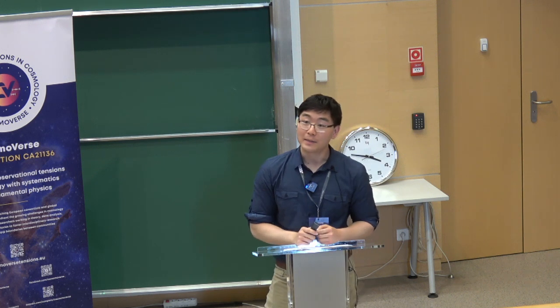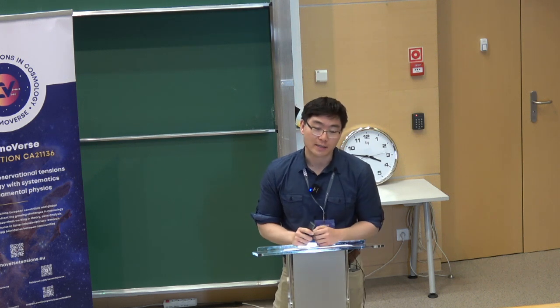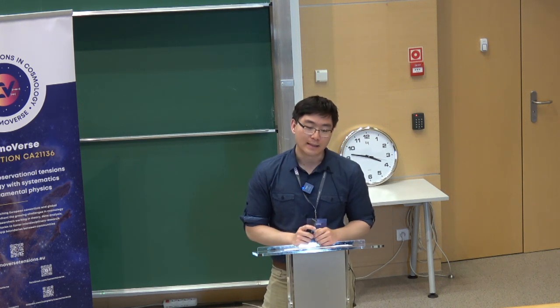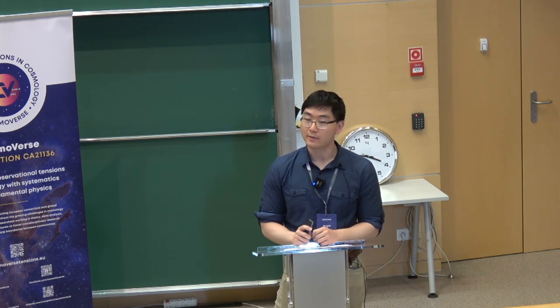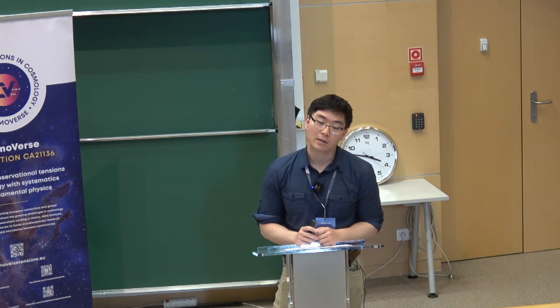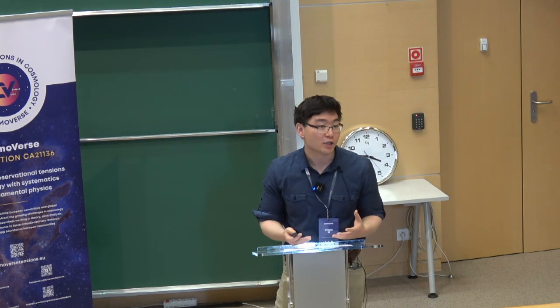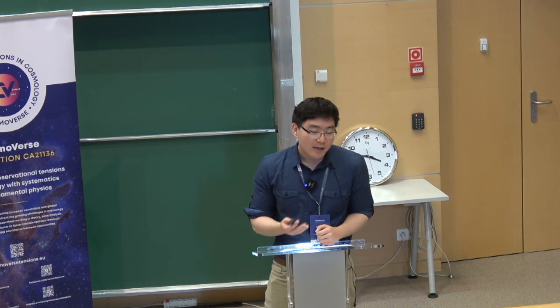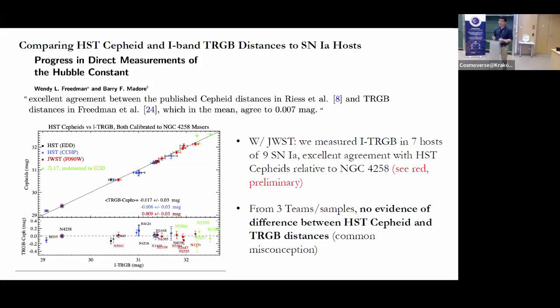So now I wanted to start wrapping up and talk about some future directions that we might head in. One thing that will be very important is to really build a comparison between these distance indicators, so comparing Cepheids and tip of the red giant branch and the JAGB. For TRGB and Cepheids, at least, studies and papers, such as the one by Freedman and Madore, have seen very good agreement between Cepheids and TRGB.